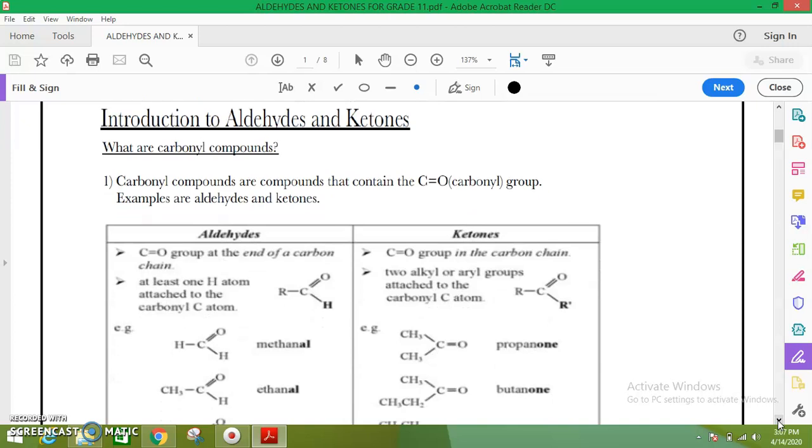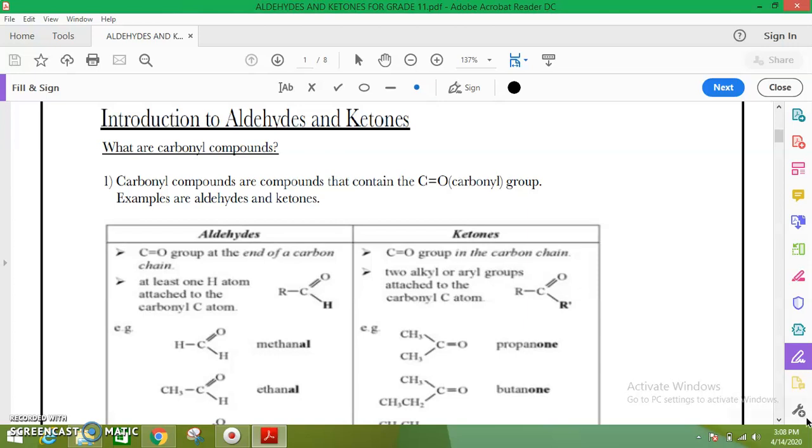As I told you before, in the beginning of this semester, we studied the IUPAC name and the functional group chart. Just follow here. First, aldehydes and ketones both have a carbonyl group. So first, what is a carbonyl compound or carbonyl group? Carbonyl compounds are compounds that contain the C double bond O carbonyl group. Examples are aldehydes and ketones, also carboxylic acids having the C double bond O group. So those compounds that have a carbonyl group, we call carbonyl compounds.